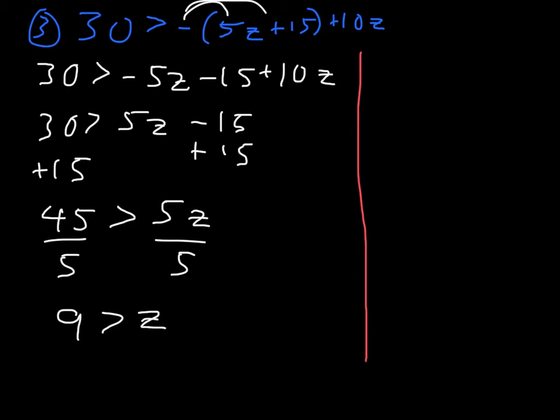Okay, again, if we switch this, since it's pointed towards z, if I want to write my z first, I write z, and then I write pointed to or less than 9. So z is less than 9.